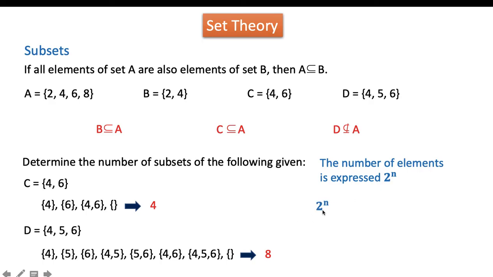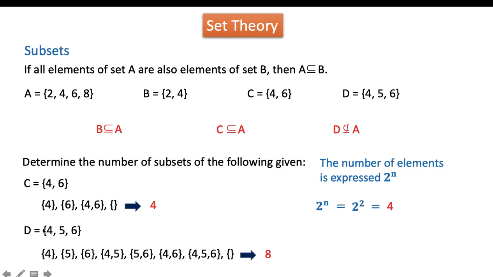So let us try to use this in our given set, set C, wherein it contains 2 elements. Since it has 2 elements, the cardinality is 2. So we will just replace n with that cardinality, which is 2. So it becomes 2 squared, and 2 squared is 4. Notice that they have the same answer.